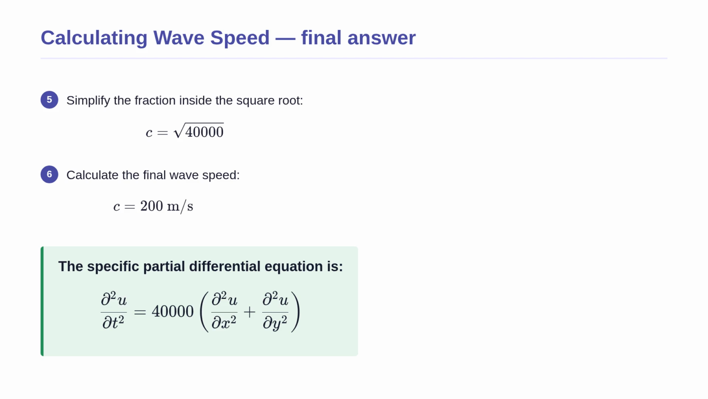Continuing with our calculation, we simplify the fraction. Dividing 400 by 0.01 is mathematically identical to multiplying 400 by 100, which gives us 40,000. Taking the square root of 40,000 gives us a final wave speed of 200 meters per second. Physically, this means any ripple will travel across the drumhead at 200 meters every second. Finally, we plug our c squared value, which is 40,000, back into the general wave equation. This final answer perfectly models the specific vibration of this exact drumhead.